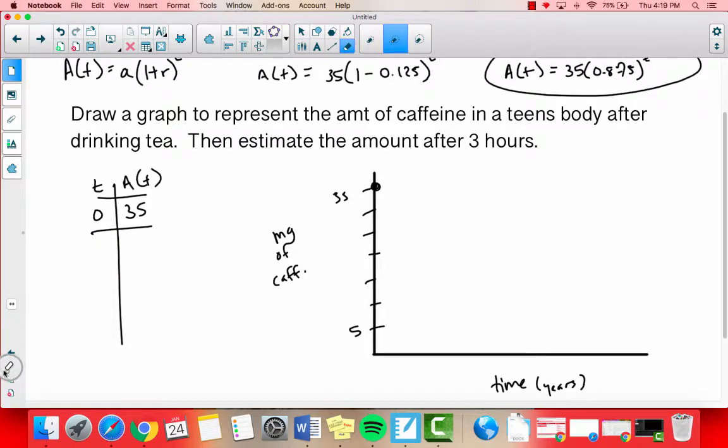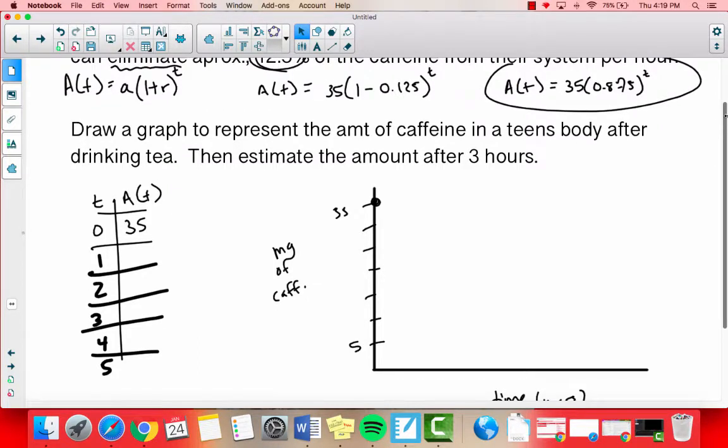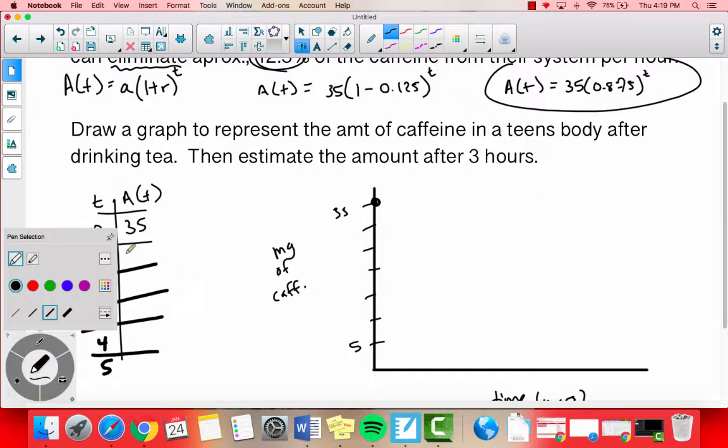So if I plug in here 1 and maybe 2, all the way up to 3 or 4 or 5, it really doesn't matter. Enough to get your points. I can plug into my formula that I've gotten. Remember, you always do exponents first. So I'm going to take 0.875 to the first power and then times 35, and that gets us 30.6.